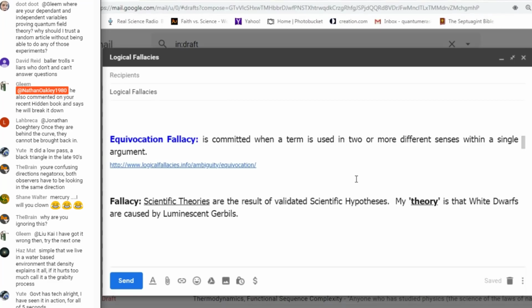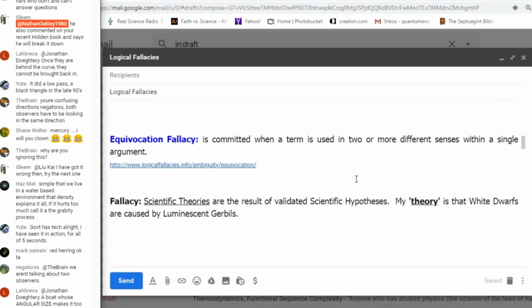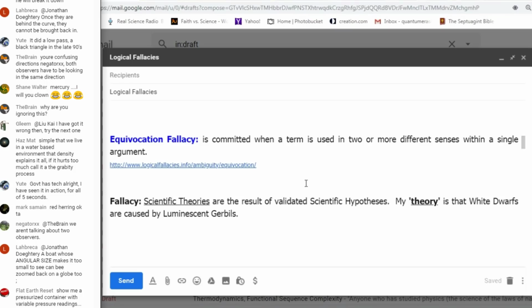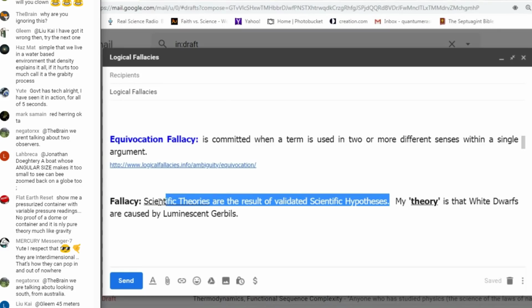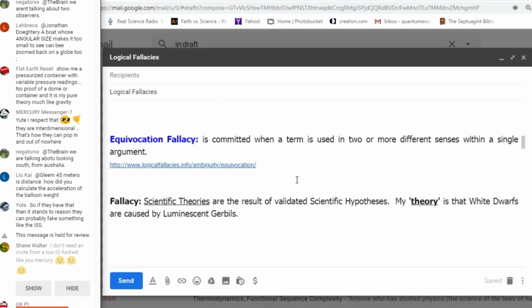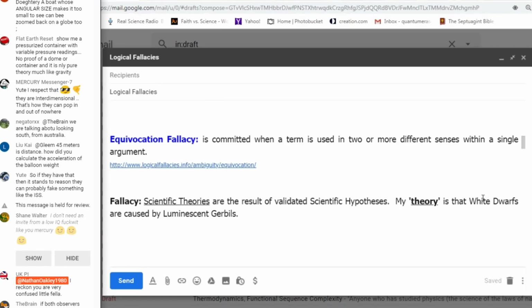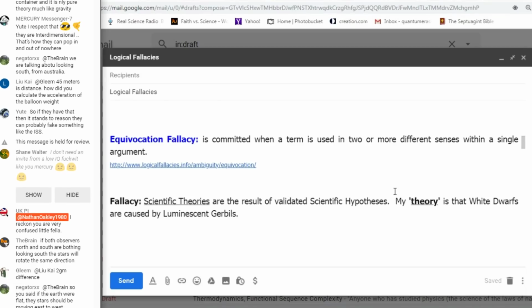This is another coy one, the equivocation fallacy. This is committed when a term is used in two or more different senses within a single argument. And the easy one is that everyone does this. I mean, this is prevalent. You'll see it quite quickly. So, scientific theories are the result of validated scientific hypotheses. This is correct. However, the next statement out of their mouths: my theory is that white dwarfs are caused by luminescent gerbils, right? See, this theory right here doesn't have anything to do with scientific method, hypotheses, nothing. So you can see how people use this.